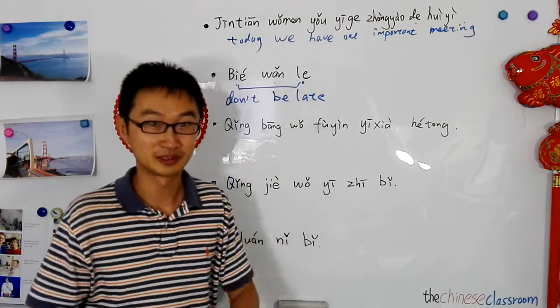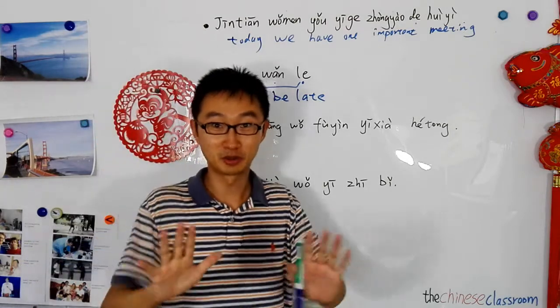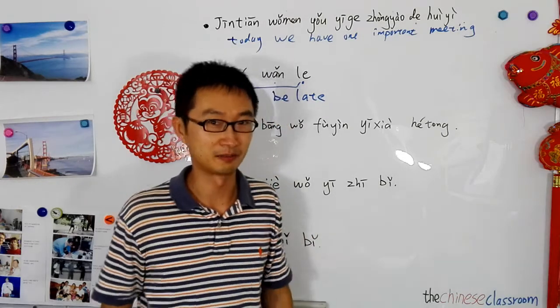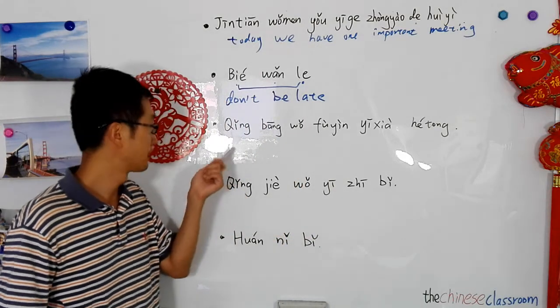Okay, together. Don't. 别晚了。Okay, if you want to say don't come, 别来了。Right? 别来了。Too late, so don't come. 别来, don't come. Okay, next one.